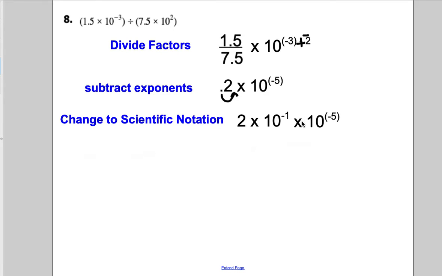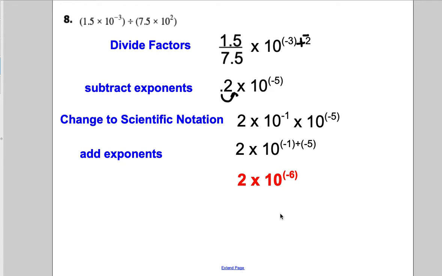I need to bring along that negative 5 that was in the original problem. And now I have 2 times 10 to the negative 1 times 10 to the negative 5. I have to resolve my exponents by adding them. This is all multiplication now. We went from division to multiplication. 2 times 10 to the negative 1 plus negative 5 gives me 2 times 10 to the negative 6. You don't need those parentheses actually around your exponent. I mistakenly left them there.